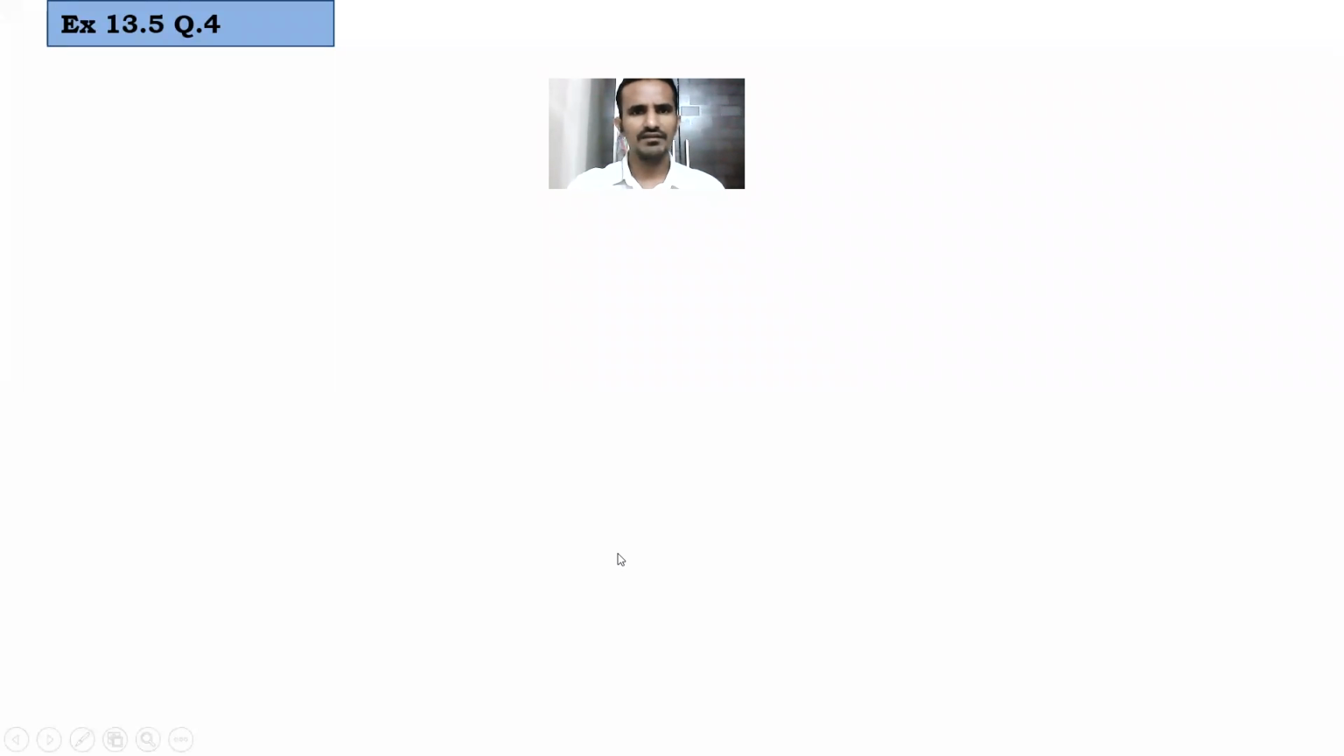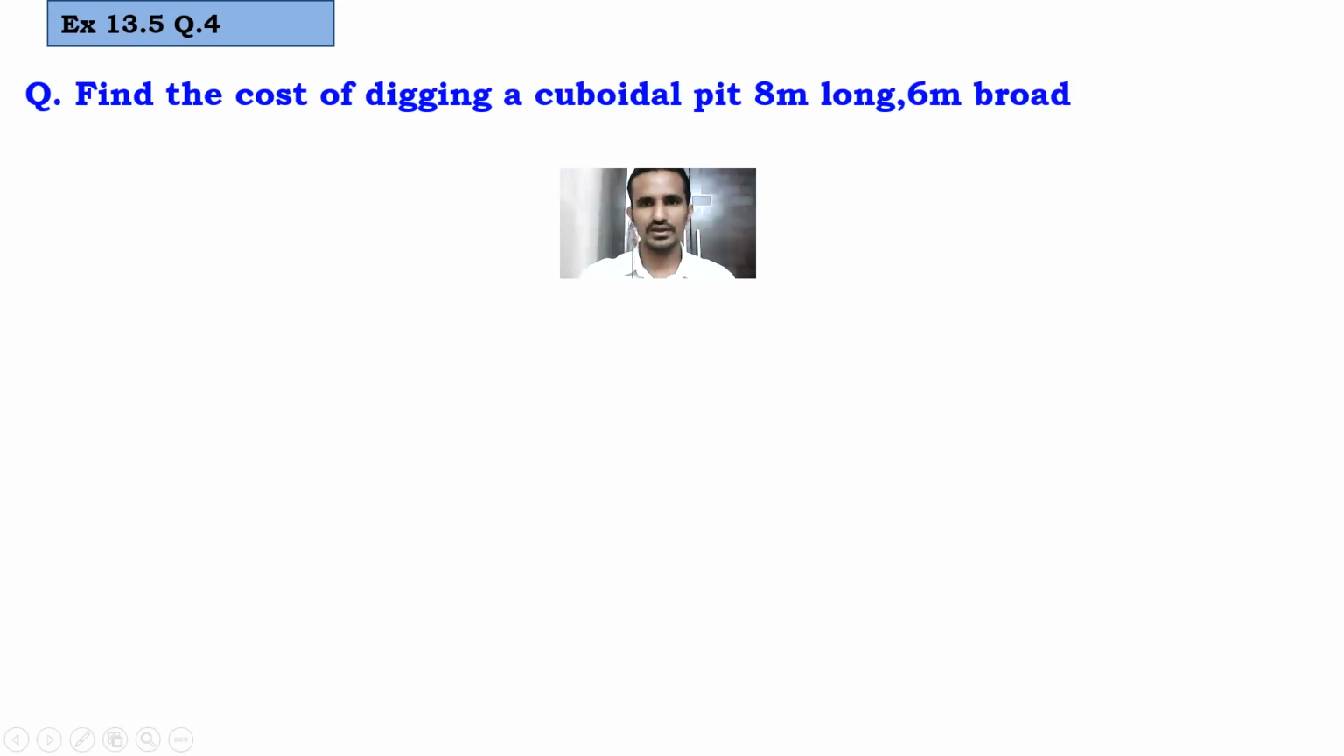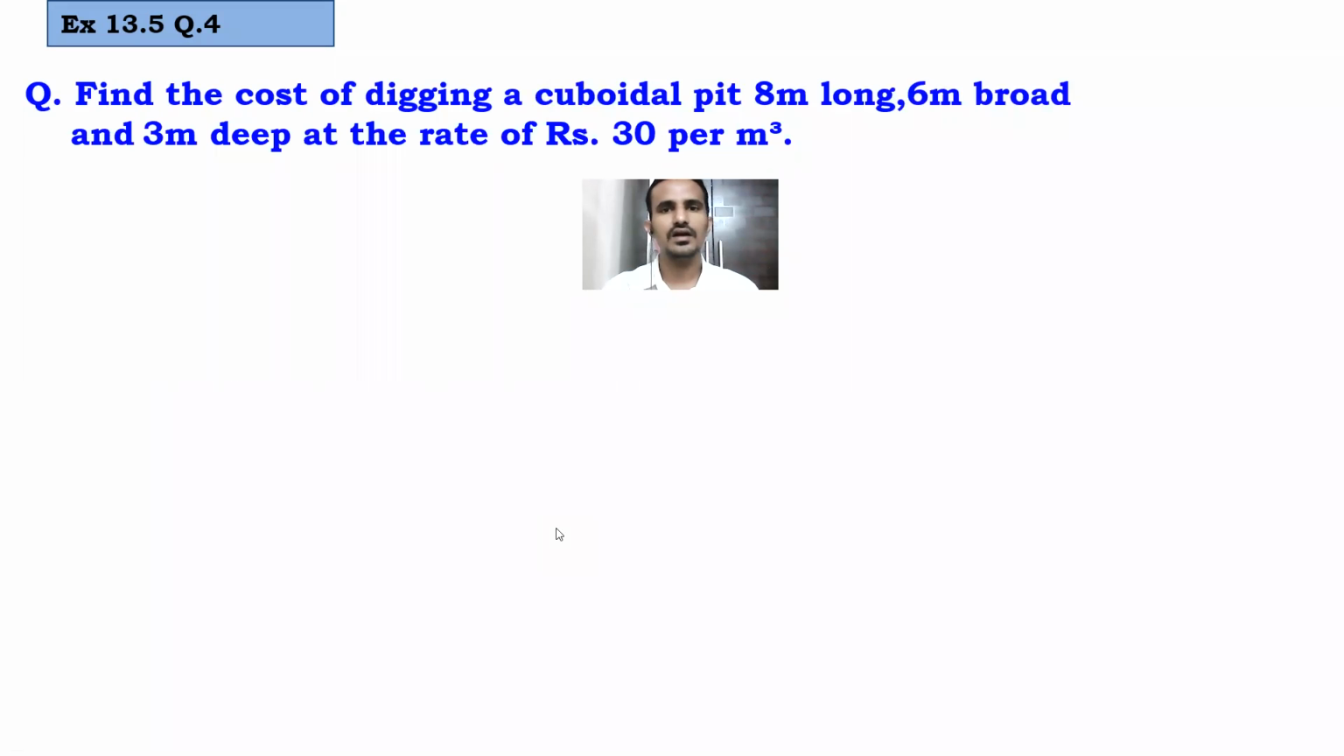Let's solve this. We have this 13.5 question number 4 that says, find the cost of digging a cuboidal pit 8 meter long, 6 meter broad and 3 meter deep at the rate of 30 per meter cube. Now again, here the question is based on cost, but unlike the previous question, it is not based on the surface area. Here it is said, we need to find the cost of digging the cuboidal pit.